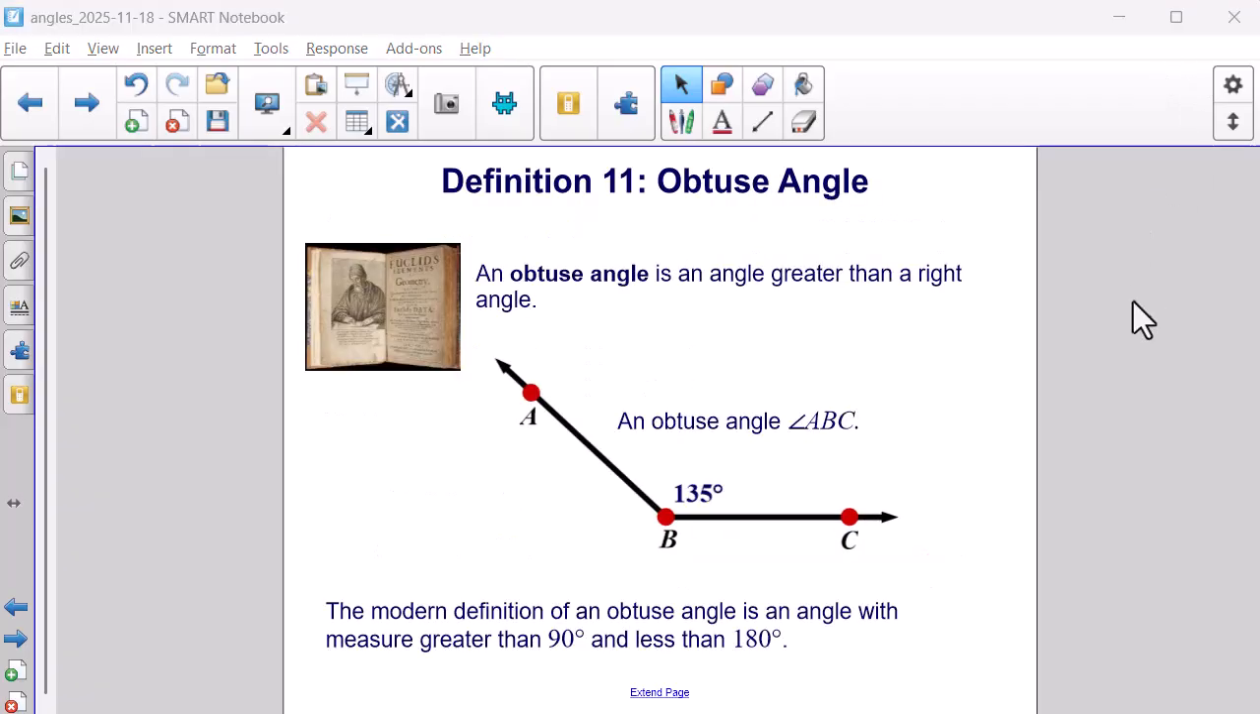An obtuse angle is an angle greater than a right angle. In modern terms, an obtuse angle is an angle with a measure greater than 90 degrees and less than 180 degrees. So we have an obtuse angle, angle ABC, and the measure of angle ABC is 135 degrees.